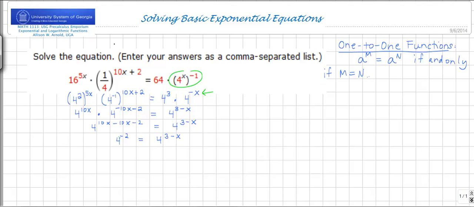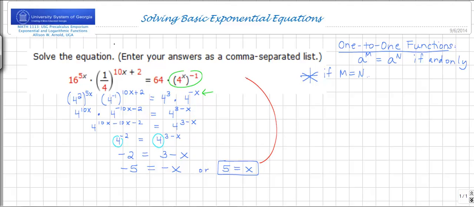Okay, now here's what I was looking for. Now that you have base to a power equals same base to a power, you can enact our rule over here and say that the power -2 would have to equal the power 3 minus x. Subtracting 3 from each side, dividing by -1, would leave us with x equals 5.